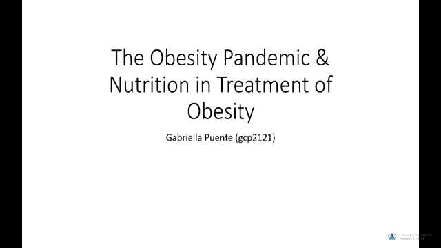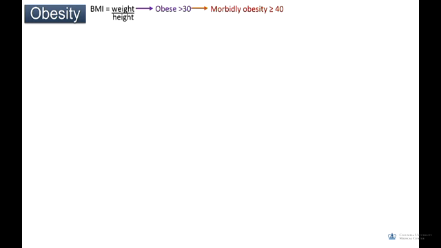So I'm Gabriella. I'm going to be talking about obesity and nutrition and treatment of obesity. So first, just to define obesity, that'll be by the body mass index, or BMI. That's just a measure of your weight over your height. A BMI over 30 is clinically indicative of obesity, and morbid obesity is defined as a BMI greater than 40.